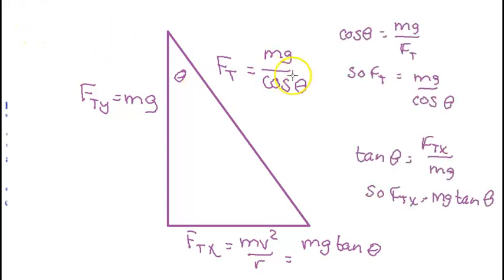So if you need the reminders of where this force of tension being equal to mg over cosine theta comes from, and also the force of tension in the x direction is mg tangent theta, I have this written right here. This just says cosine theta equals mg over force of tension, so the force of tension equals mg over cosine theta. And the same thing down here. This is just the word "so" in there, trying to show you where this came from.